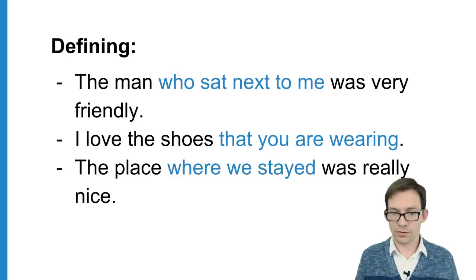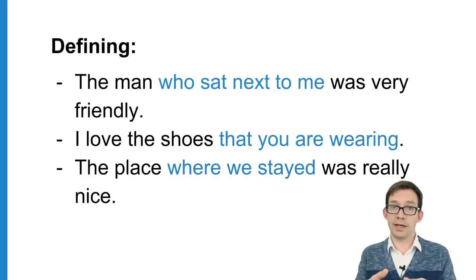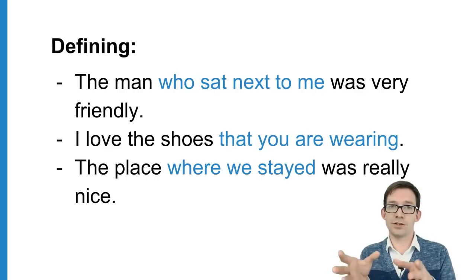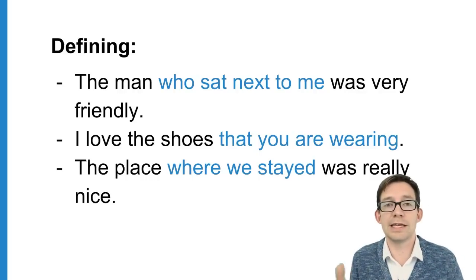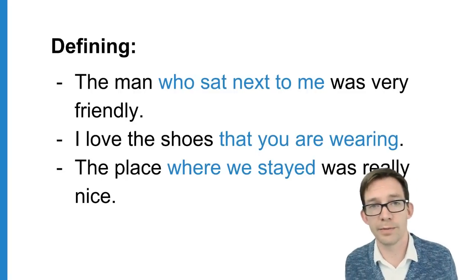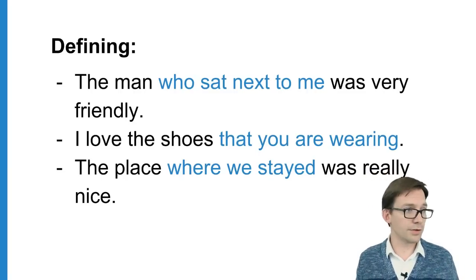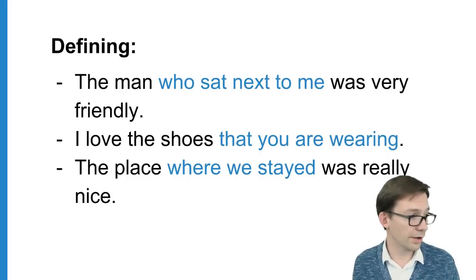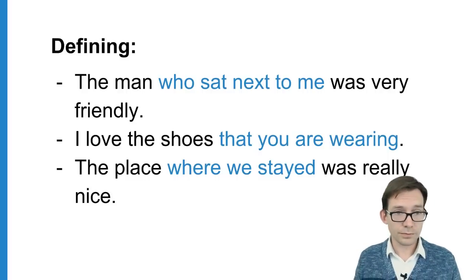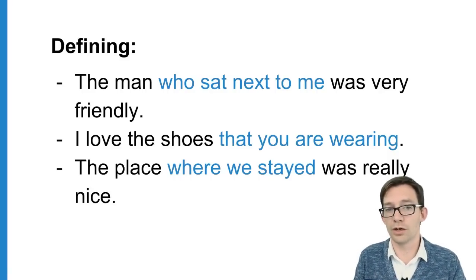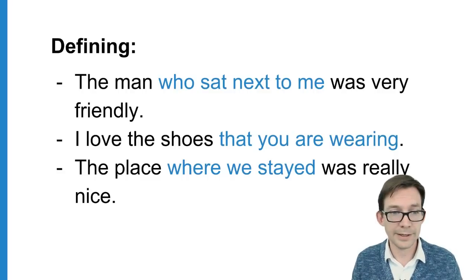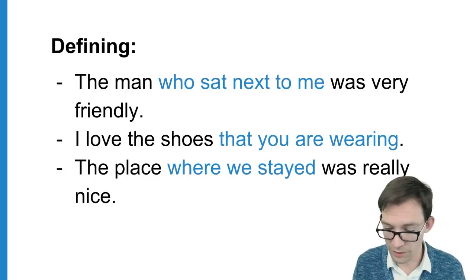The place where we stayed was really nice. And again, where we stayed is an adjective clause that's describing or modifying place to make it easier for you to understand what I'm talking about. So in this case, the relative pronouns that we use for these adjective clauses are things like who, that, which, where, whose, and so on, okay? This is the defining clause.